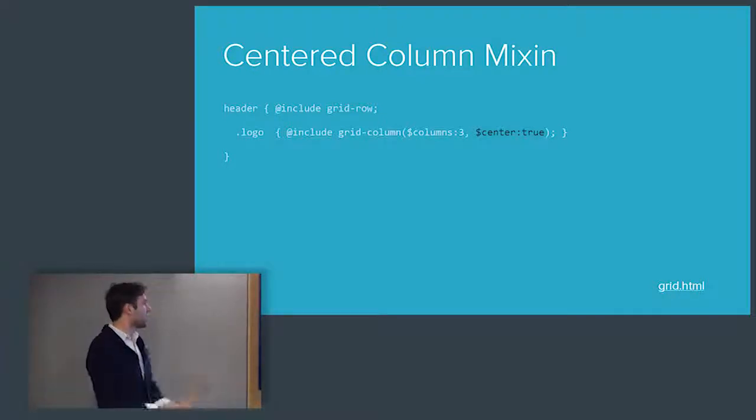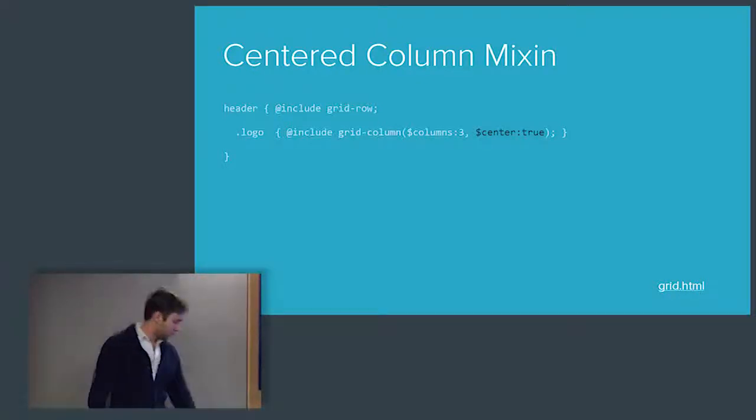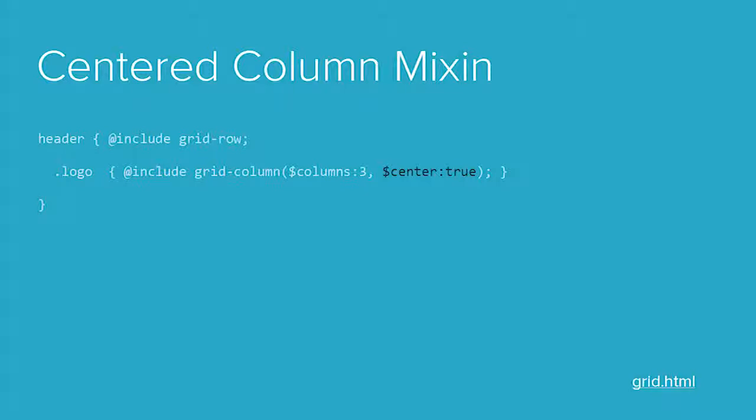So again, here's the markup, super clean. And then we're going to center logo, so we need to pass a behavior argument to it. So we'll say center true, and that will give us centered columns. Like this right here. So here's 3 columns centered. Here's larger, like 6 columns centered.